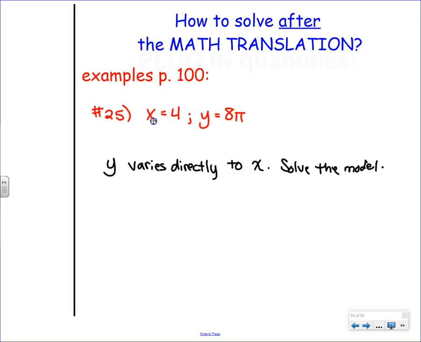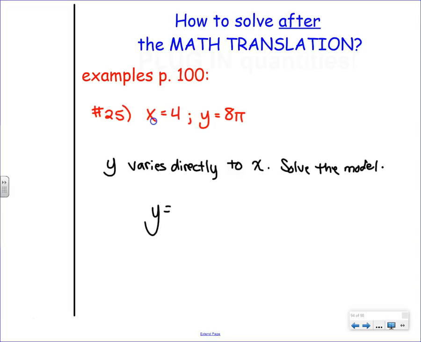So let's use this very basic one, there's barely any words to it, but there are some numbers to plug in. What do we plug the 4 and the 8 pi into? You have to make the equation first, using the wording: y varies directly to x. So you have to make the equation before you can plug into it. We've done this. y varies directly to x. What is the model that we're supposed to be using?